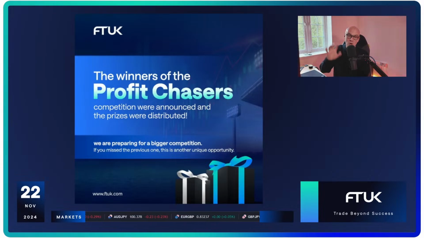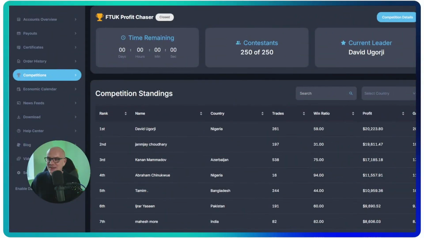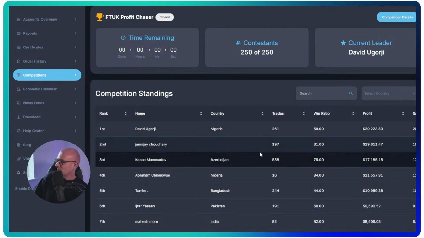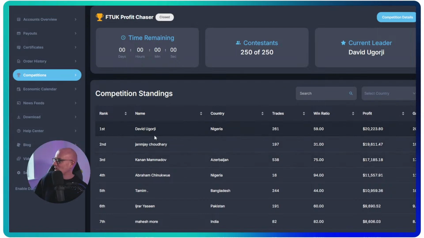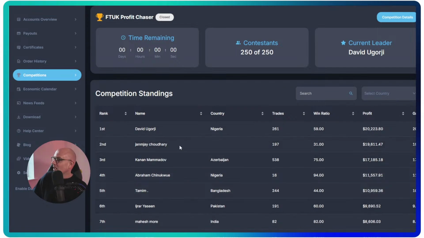So if you want to check out where you placed on the leaderboard, then all you need to do is head over to the dashboard. Whoops, let me just bring up the right thing so you can see it. There you go. So this is the dashboard on the FTUK website. You can see the competition there in front of you, and you can see all of the winners. David was our top guy from Nigeria. He got $1,000 wired to him yesterday, and congratulations to him. Now, you will be placed on here, there's no question about that, and all of the prizes will have gone out.